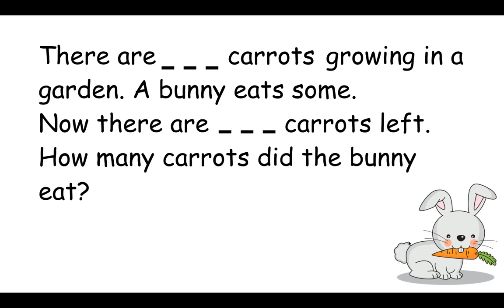So now that I read this problem, I want to think about who or what this problem is about. And you can usually find that in the first sentence. So I want you to think, who or what is this problem about? Now, when I look at the first sentence, it says there are blank carrots growing in a garden. I think that this problem is about carrots growing in a garden. So I would underline those words to help remind me what this problem is about.